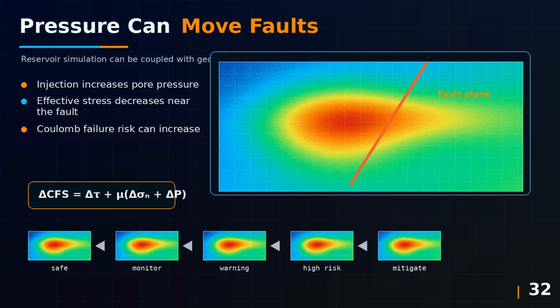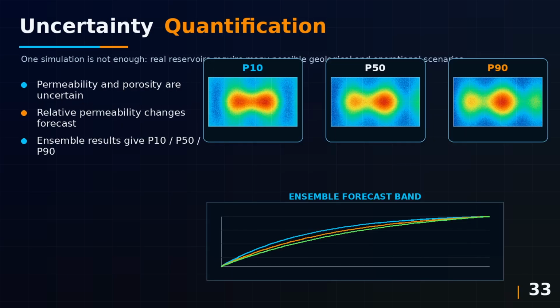Now that we understand pressure can move faults, let us move to uncertainty quantification. Uncertainty quantification asks a very practical question: how confident are we in the simulation result? In reservoir modeling, many inputs are uncertain. Permeability distribution, porosity, relative permeability, capillary pressure, fault properties, boundary conditions, and operational constraints may not be known exactly.